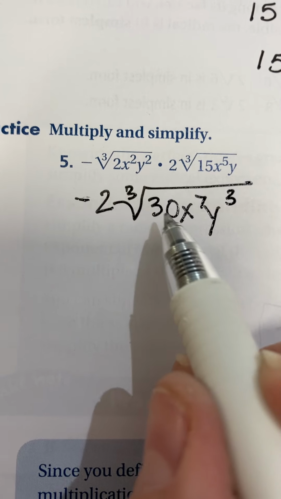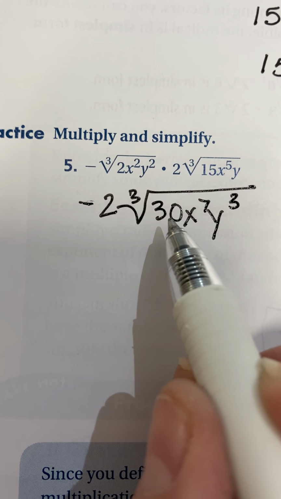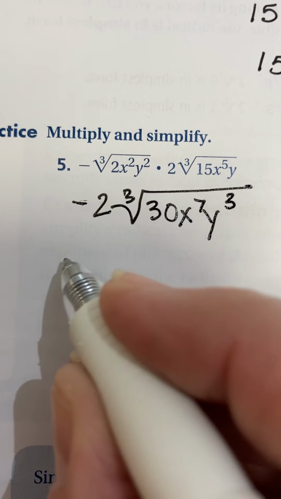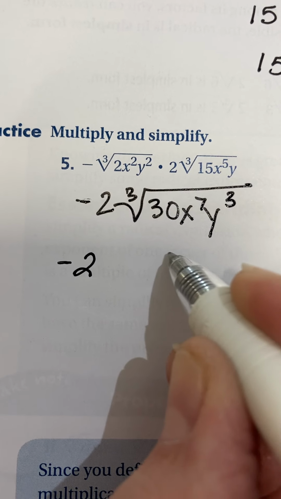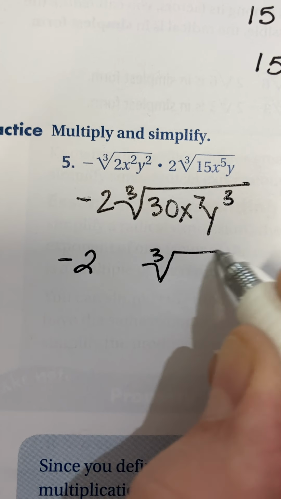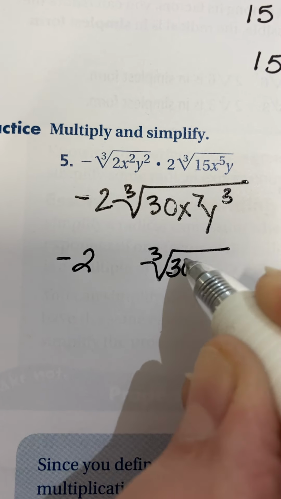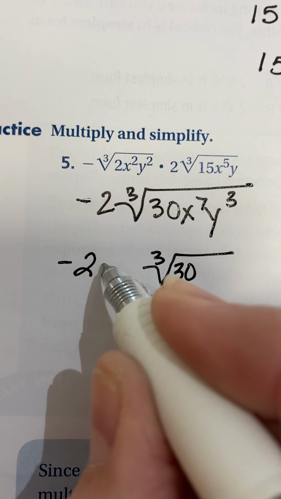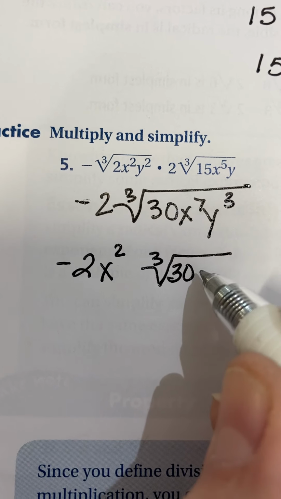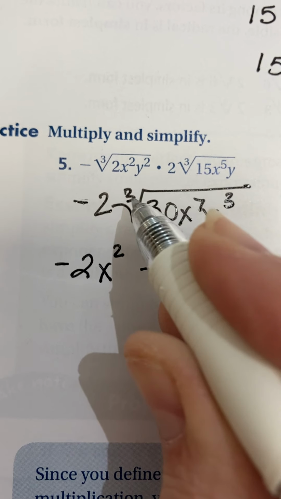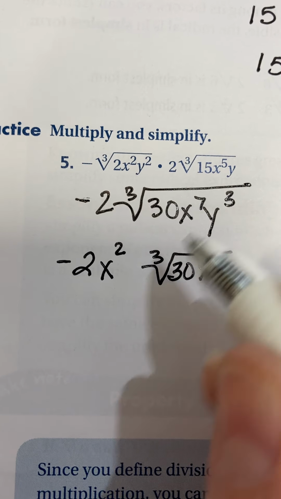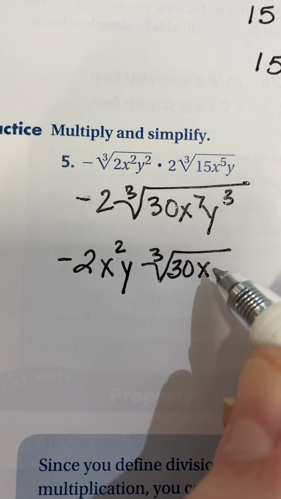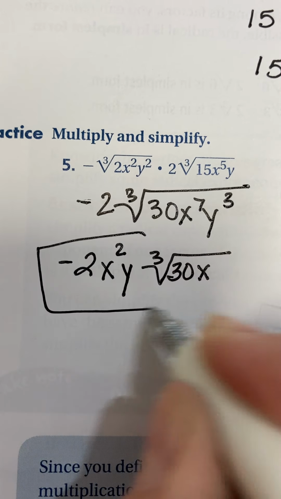All right, so you're trying to find a perfect cube that goes into 30, and there is not any. So that -2 is going to remain, and that cube root of 30 is going to remain. There's no perfect cube in there. Well, 3 goes into 7 2 times, so that x squared comes out. You have 1 remaining. 3 goes into 3 1 time, so I have 1 y that comes out and none remaining. So there is my finished answer.